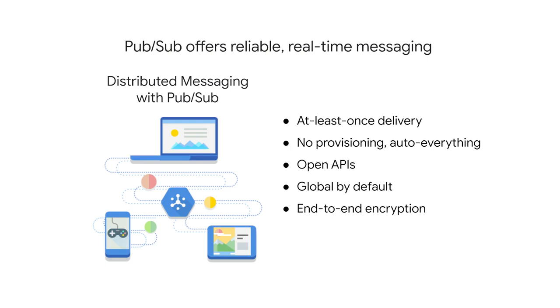It ensures at least once delivery of messages and passes them to subscribing applications, and no provisioning is required. Whether it's a ton of messages or none at all, PubSub will scale to meet that demand. Also, the APIs are open, and the service is global by default, and offers end-to-end encryption for those messages.